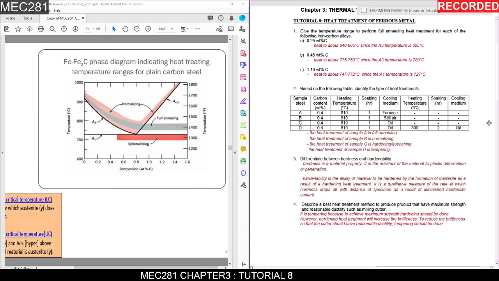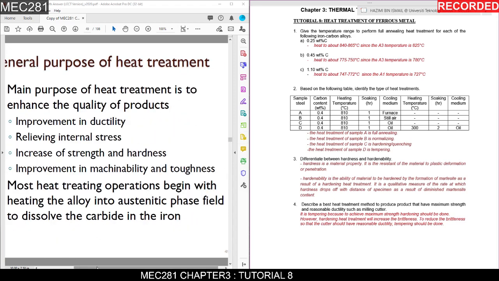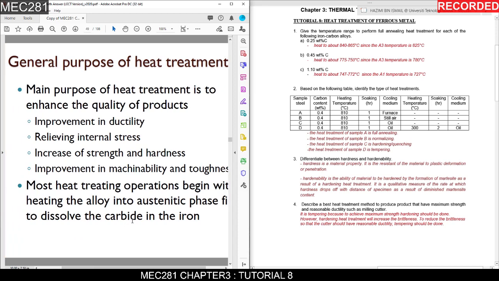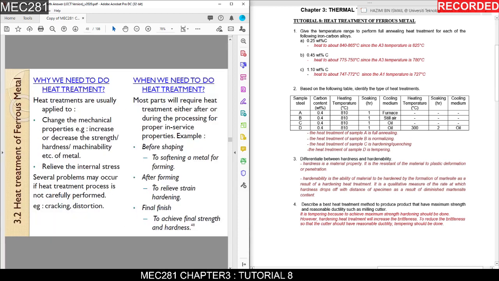For question 2 here, you have to find the type of heat treatments based on the information given. All the heating temperatures are the same, and all the carbon contents are the same in all the specimens A, B, C, and D. The difference here is the cooling medium. A uses the furnace, so you have to find what process uses the furnace as its cooling medium. Based on these answers, A is full annealing.